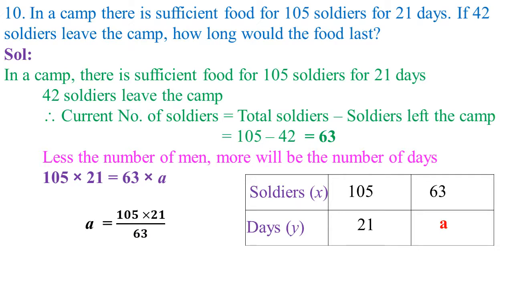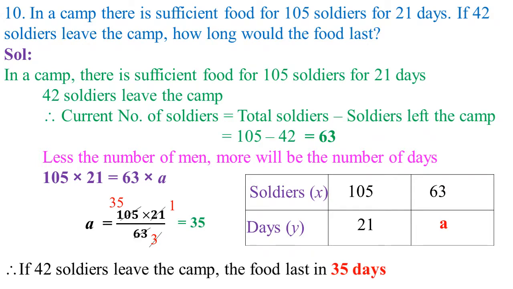So A equals 105 into 21 by 63. Here the common factor is 21. 1 21 is 21, 3 21s are 63. 1 3 is 3, 35 3s are 105. So the A value is 35. Therefore, if 42 soldiers leave the camp, the food lasts for 35 days.